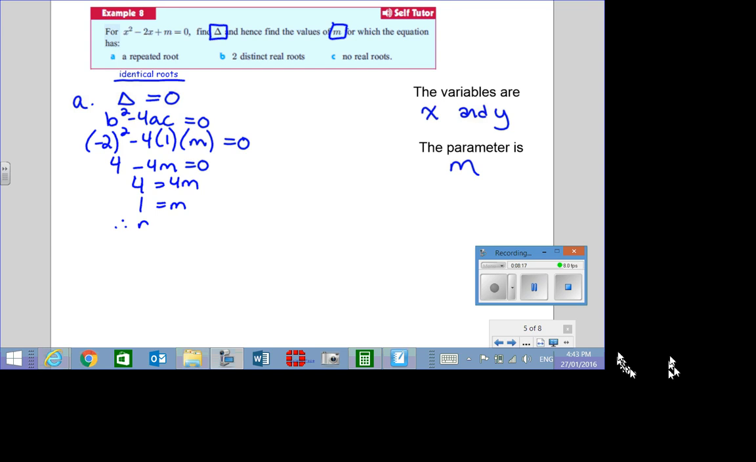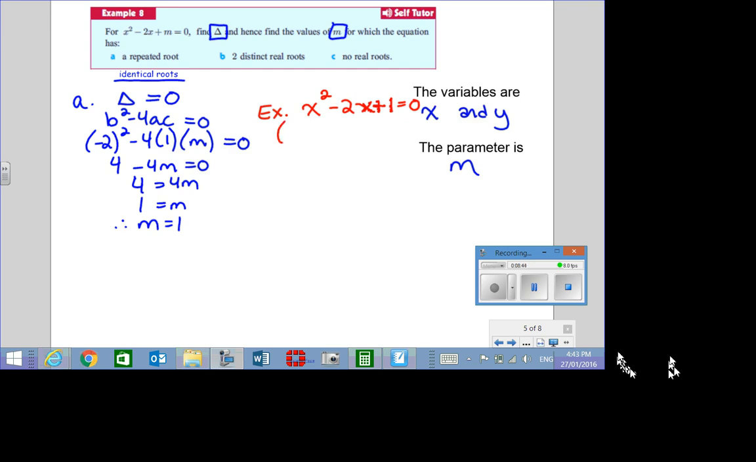So therefore, m must equal 1 if I want to have repeated roots, which would mean that my discriminant should equal 0. So just look at an example for a moment. Always test your work and see if you trust what you did was correct. If m is equal to 1, then my quadratic would be x squared minus 2x plus 1 is equal to 0.